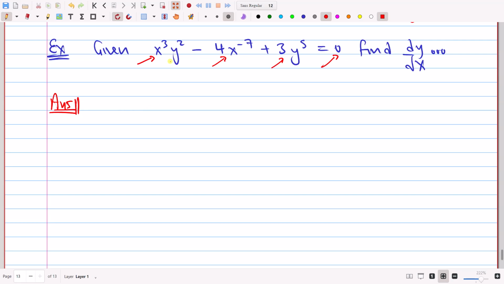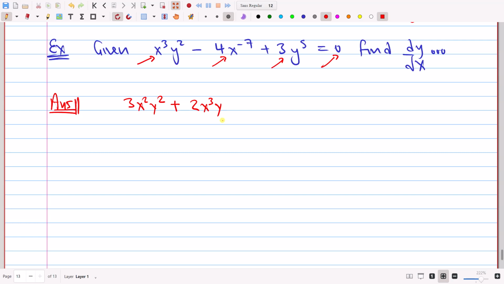Since I'm dealing with this product, the first thing I'm going to do is the usual thing. I differentiate the first one, keeping the second one stationary. When I do that, I get 3x squared, and y squared is stationary. Next, I swap their roles. So now I keep x cubed stationary while I differentiate y squared. When I differentiate y squared, I get 2y. So I'll get 2x cubed y.